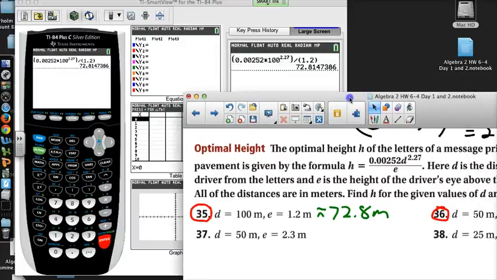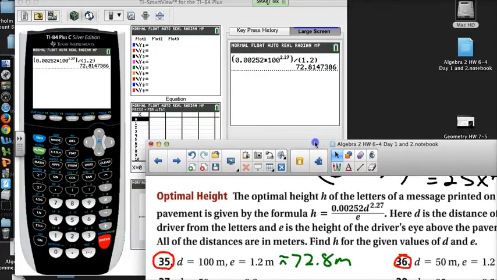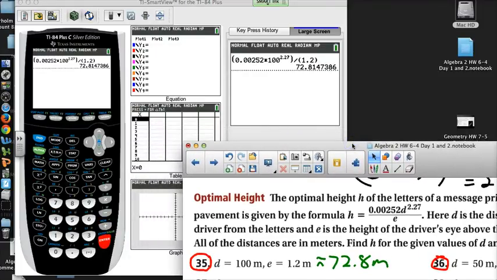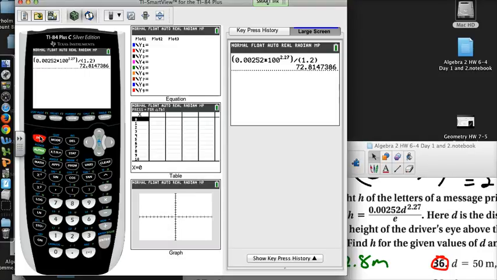But here's the good thing. Now that I have that one in there, I can just recall it from my memory from the calculator, second entry. And now if I use my left arrow, I can go back and just change the 100. And for number 36, it was 50 instead, so I'm going to hit delete once to take out one of those digits. And then I will arrow back to the right to change the e value. And for number 36, e is still 1.2.